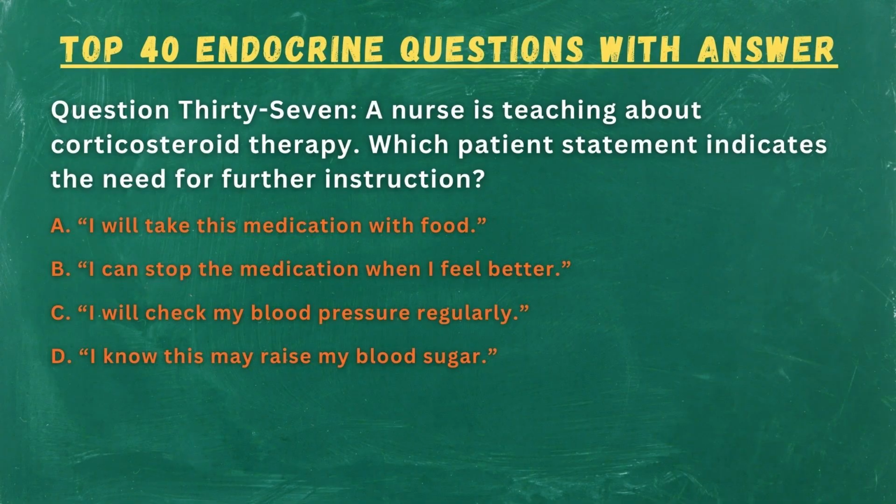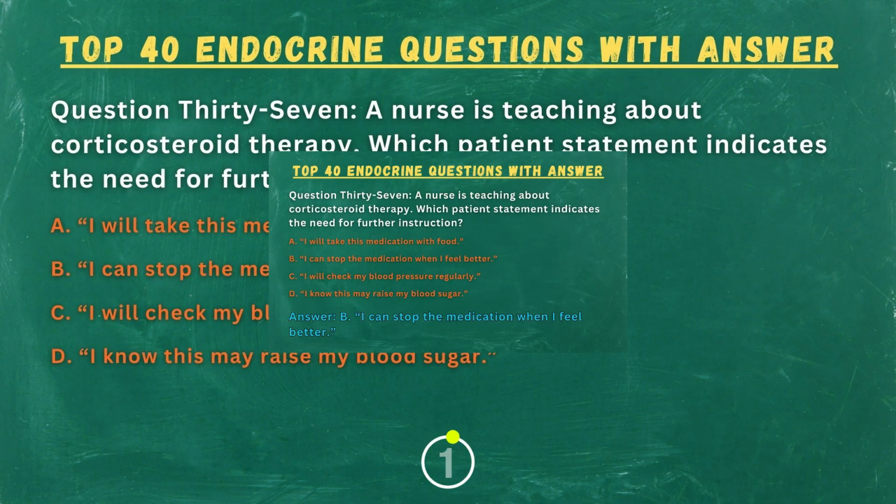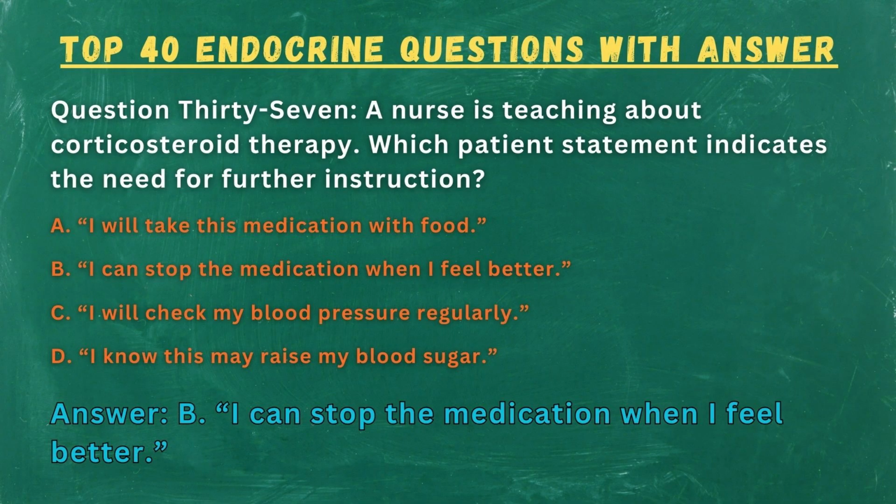Question 37. A nurse is teaching about corticosteroid therapy. Which patient statement indicates the need for further instruction? A. I will take this medication with food. B. I can stop the medication when I feel better. C. I will check my blood pressure regularly. D. I know this may raise my blood sugar. Answer: B. I can stop the medication when I feel better.